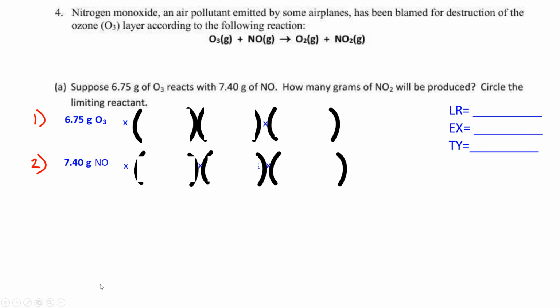All right, so I'm not going to put the answers up just yet. I'm just going to show you the setup so that you can check to make sure you set it up correctly. Looking at the first reaction, the question is asking us to get to grams of NO2. So the first step is to get from grams of O3 to moles of O3. Then I can do my mole ratio. So there's 1 mole of NO2 for every 1 mole of O3. And then NO2's molar mass is 46.01 over 1.